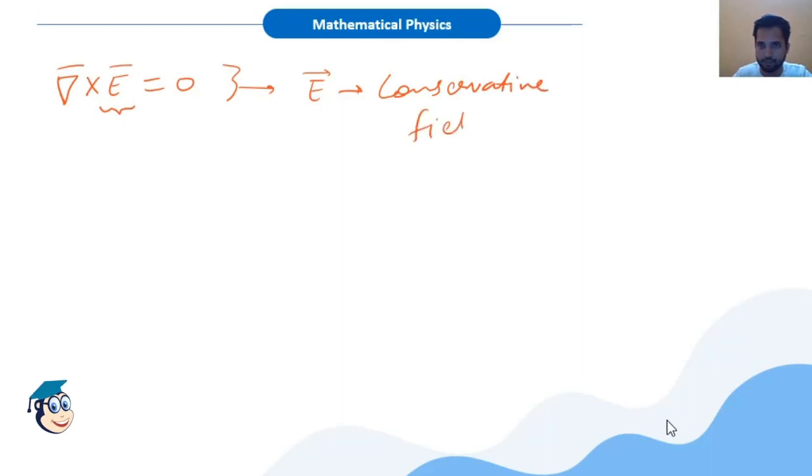Conservative field. Okay. So electric field is a conservative field. We have concluded it over here in a mathematically rigorous way. And if electric field is conservative, then the Coulombic force, which is a charge times electric field, would also be a conservative field.